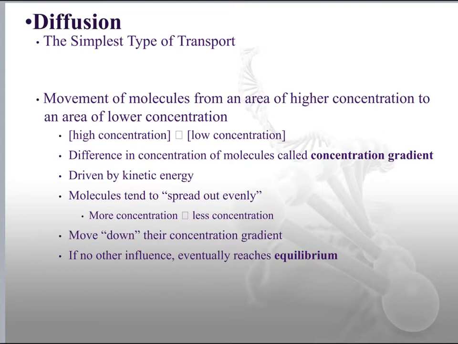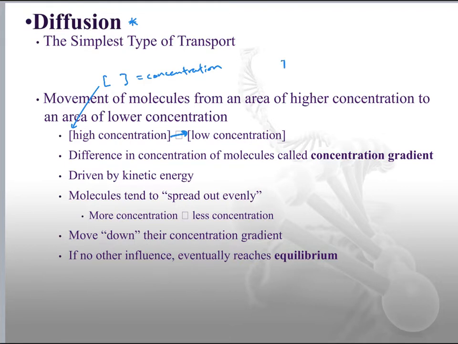So the simplest type of transport is just simple diffusion. This is the movement of molecules from an area of higher concentration to an area of lower concentration. And how you're going to see this written from time to time is with brackets around it. If you see brackets around something, that just means the word concentration, how concentrated something is. Hopefully you got notes on that from yesterday. But those brackets mean concentration.